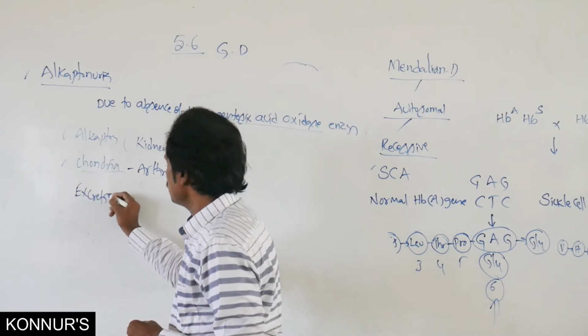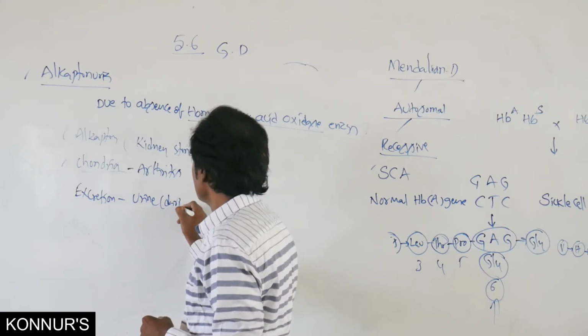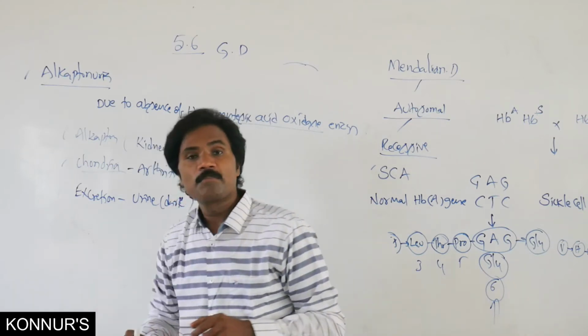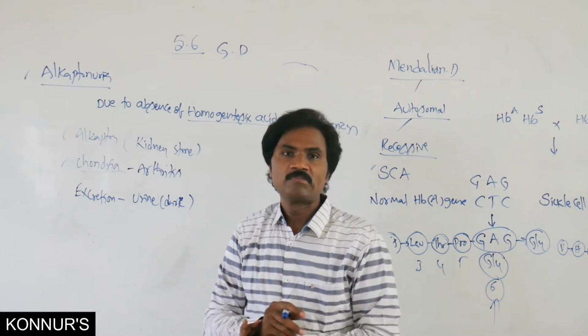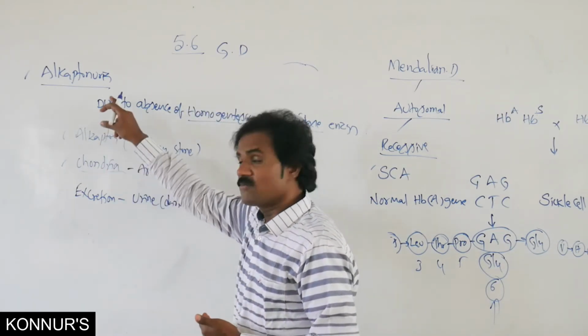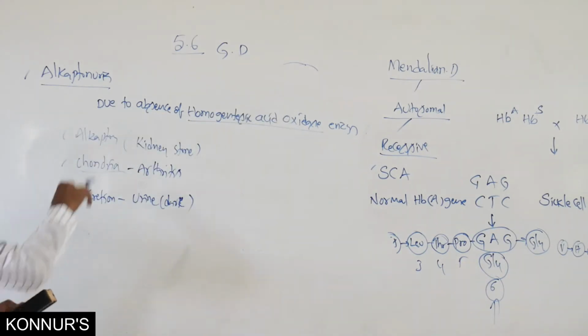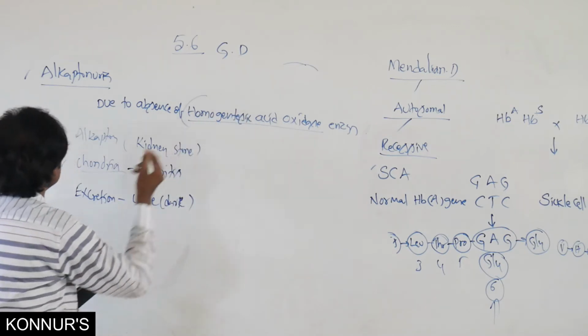Excreted in the form of urine, it becomes dark by exposure to air. So urine becomes dark or black in color in a person suffering from alkaptonuria due to this genetic mutation, due to absence of this particular enzyme.